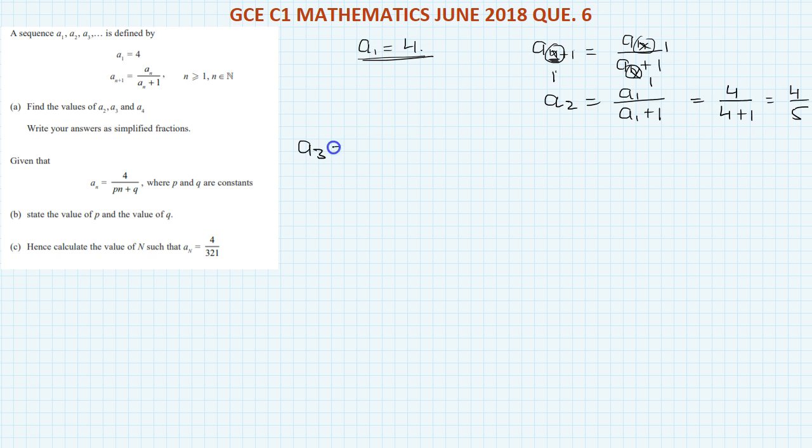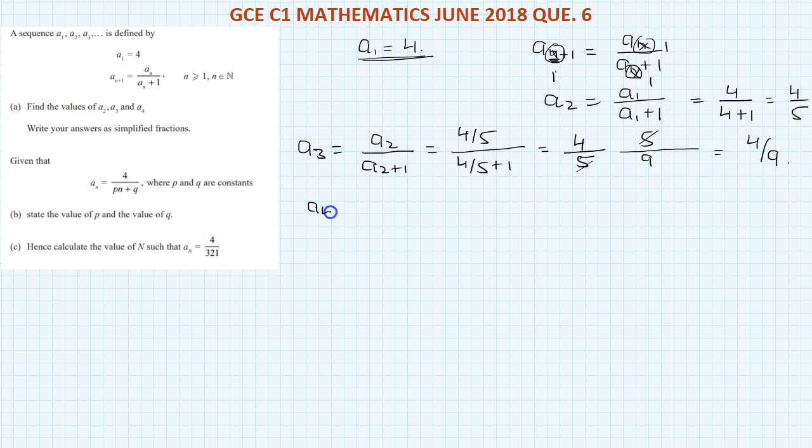A3: now put n as 2, so what we have is A2 over A2 plus 1. Now A2 is what? 4 over 5, over 4 over 5 plus 1. So this is 4 over 5, and this is 4 over 5 plus 1: 5 times 1 is 5, 5 and 4 is 9, so 9 over 5. This cancels, so that is 4 over 9.